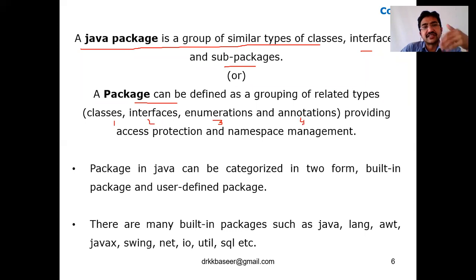Enumerations are nothing but our own data types that we create, and annotations means we are creating our own documentation, providing access protection and namespace management. Access protection is nothing but: we create a class that is stored in a package. If you create it as public, you can access it freely. If there are restrictions on that class stored in that package, then access will be denied.